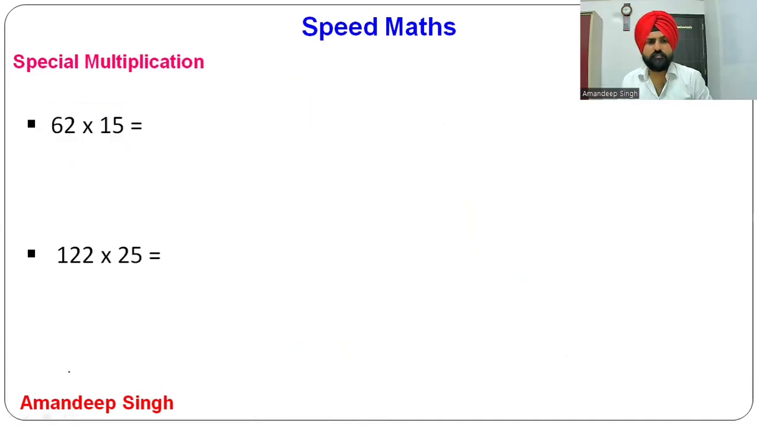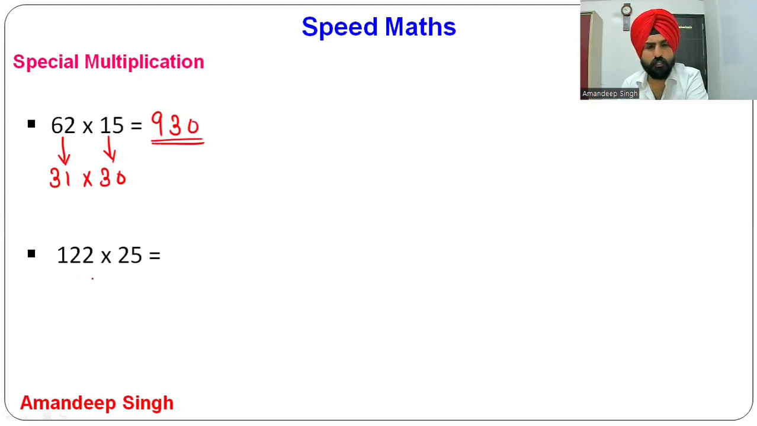All right. So suppose you have 62 into 15. So 62, the half will be 31, and 15, the double will be 30. I simply do half of a number and double of the other number. The product is balanced. What is 31 into 30? This gives me 930. That's my answer, right?